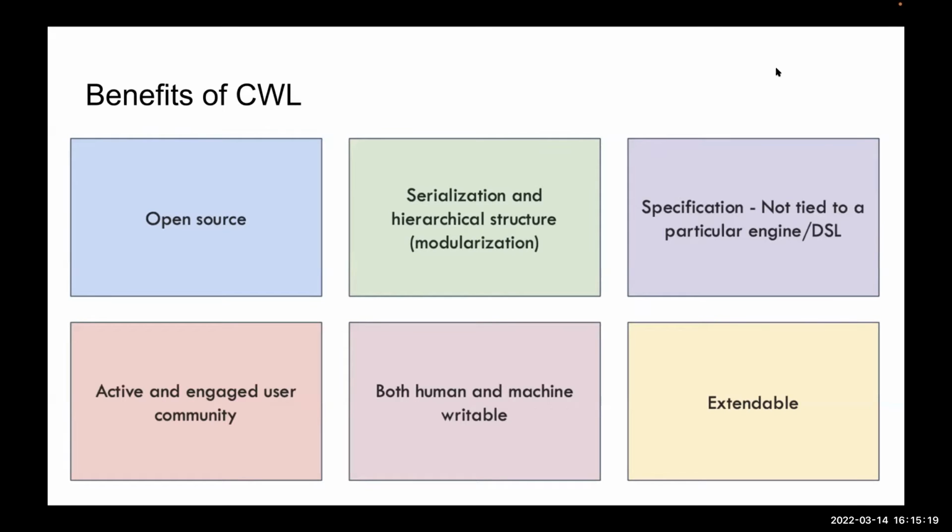Along with the active community behind CWL, and the extensibility of the framework and the language itself, there's also the ability, as I mentioned, for the specification to be written in multiple ways. The way we'll look at today is in YAML, but it can also be written in JSON, as well as libraries which support CWL natively in Python and R.